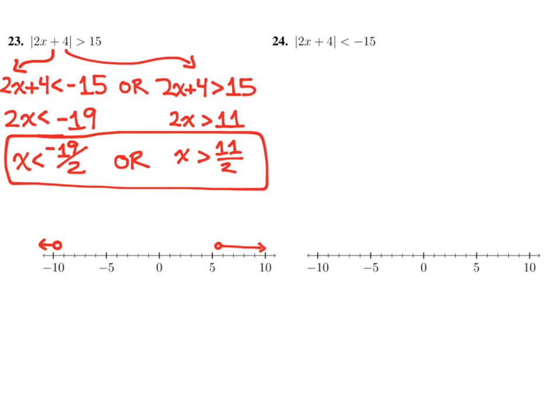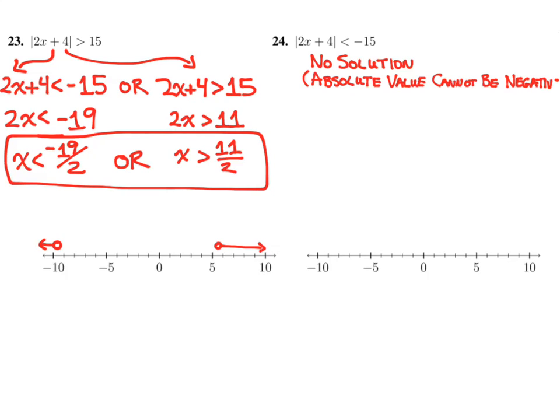Number 24, it's a less than, so like number 21, it's a little sandwich between -15 and 15, except that doesn't make sense because it can't be less than a negative, so, no solution. Absolute values can't be less than 0. It can't be negative. That's crazy talk.